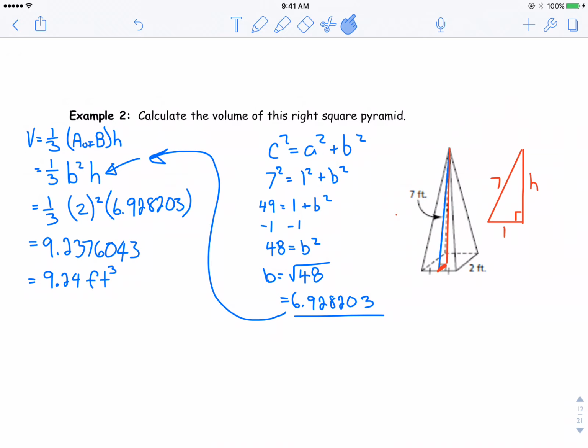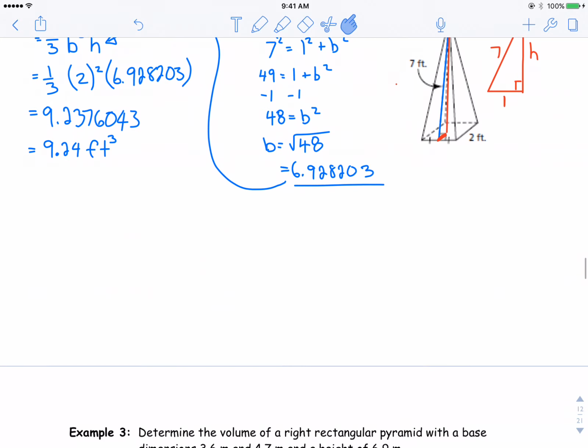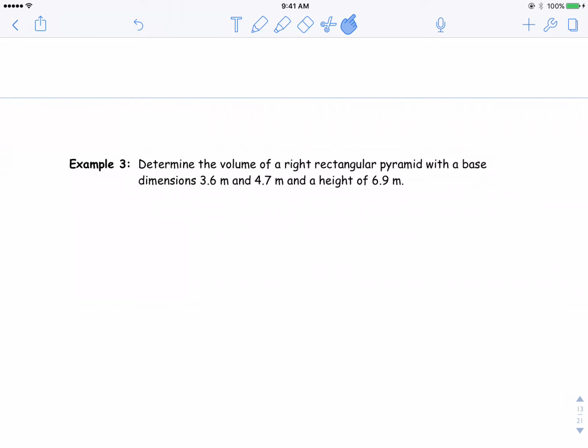Example number 2. Maybe I can squeeze example number 3 into this video. Sure I can. Determine the volume of a right rectangular pyramid with base dimensions 3.6 and 4.7 and a height of 6.9.